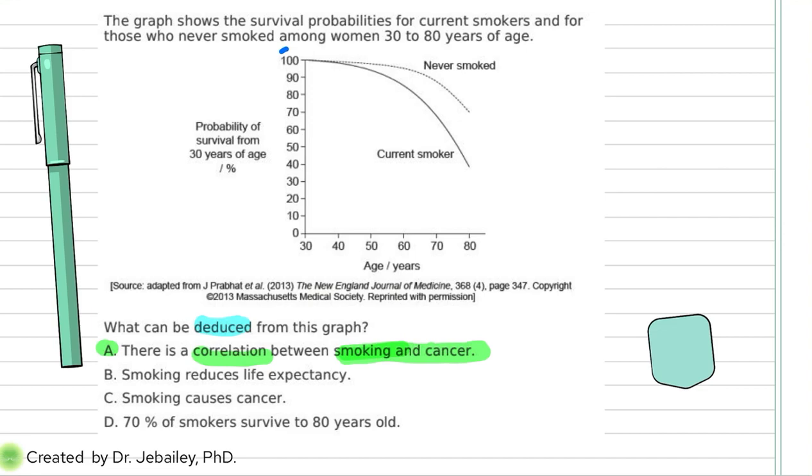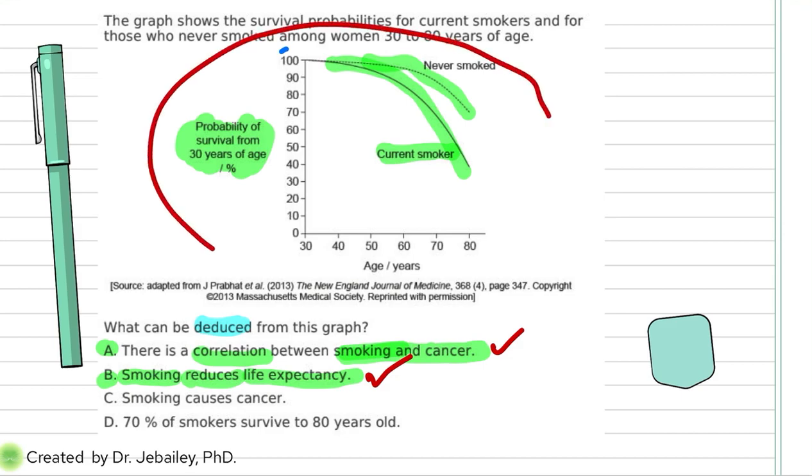So let's look at B, smoking reduces life expectancy. Here it's talking about survival, right? Life expectancy means how long you can live. The smoker here did actually have reduced chances of survival compared to a non-smoker. So guess what? This one can also be. It is very generalized, but it can also be. So these two can be. Now, smoking causes cancer.